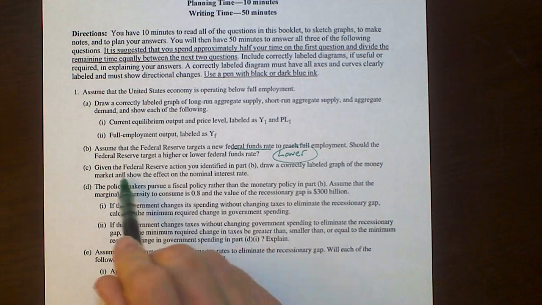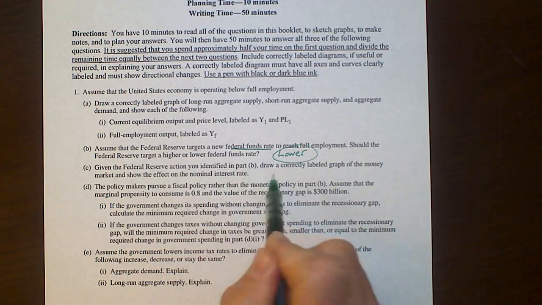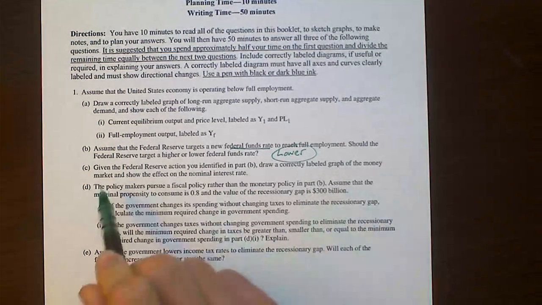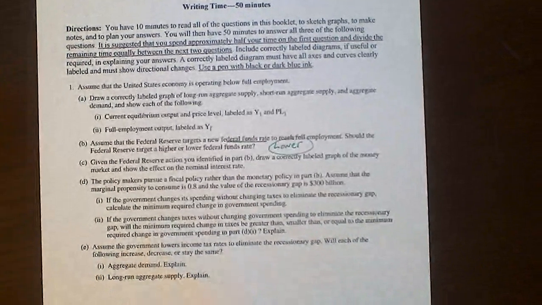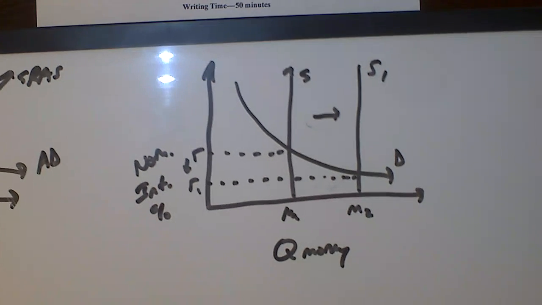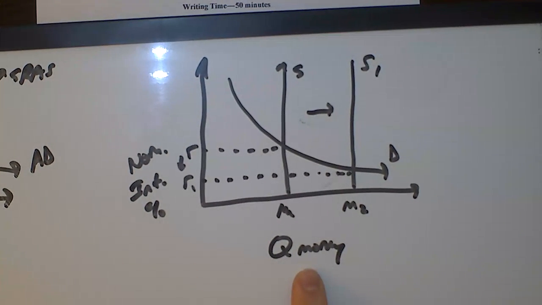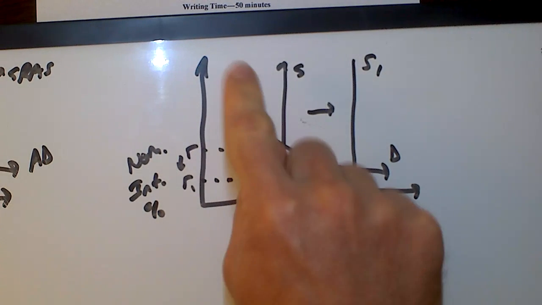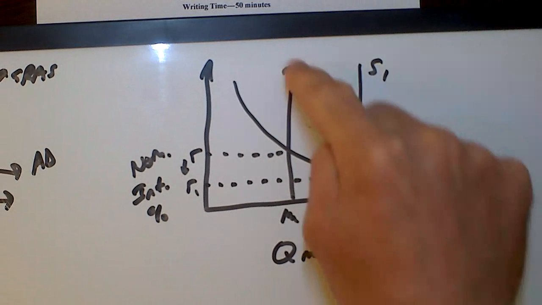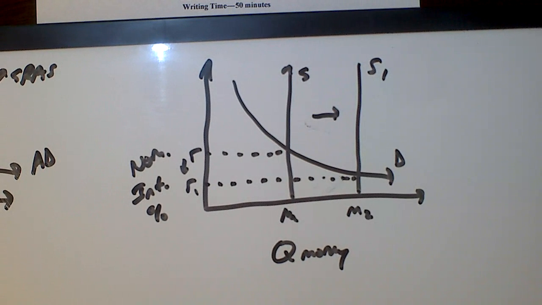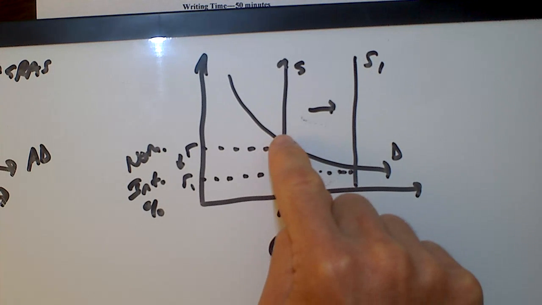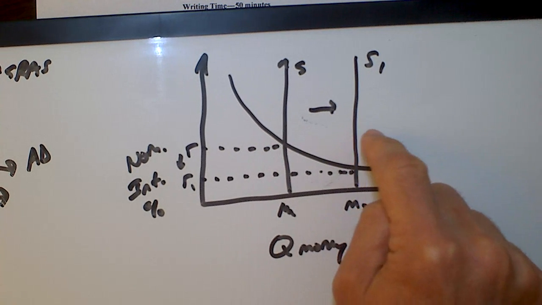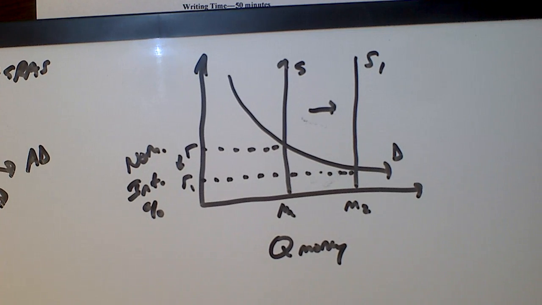Part C, given the Federal Reserve action you identified in the previous, draw a correctly labeled graph of the money market and show the effect on the nominal interest rate. Again, this has us drawing a graph, and that's not going to happen this year. But if we drew that graph, we're looking at this one right here. This is the money market. We've got quantity of money, nominal interest rate. Demand is traditional down to the right, but the supply of money is a vertical line wherever the Federal Reserve decides to put it. So if they're targeting a lower federal funds rate, we're going to see the supply of money increasing. That gives us a lower nominal interest rate as well.